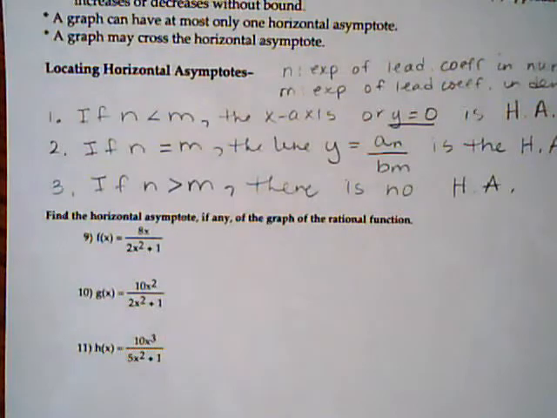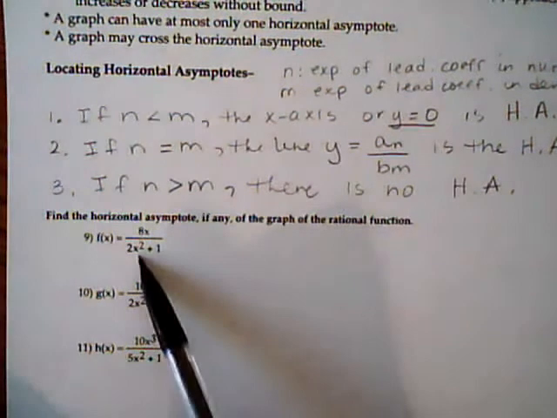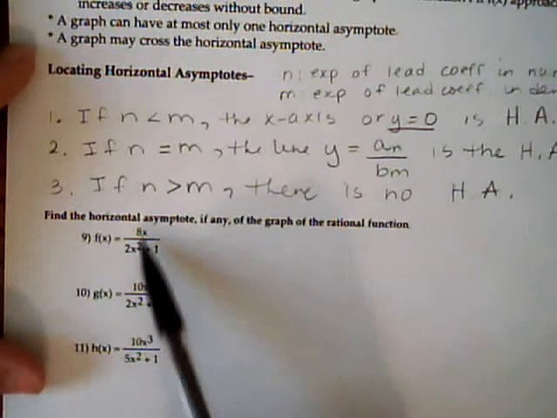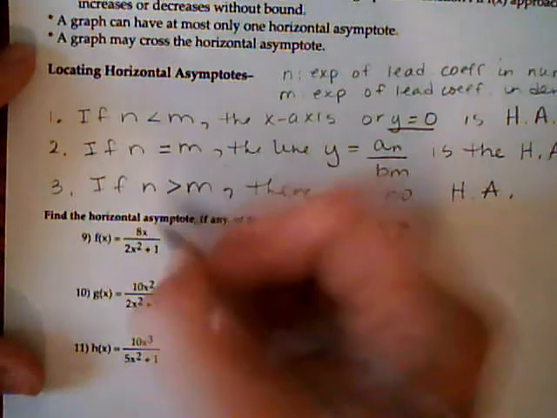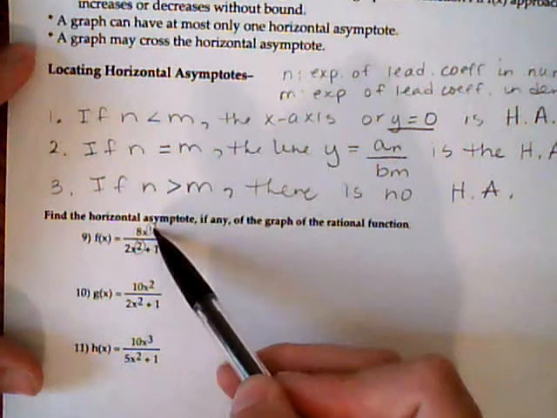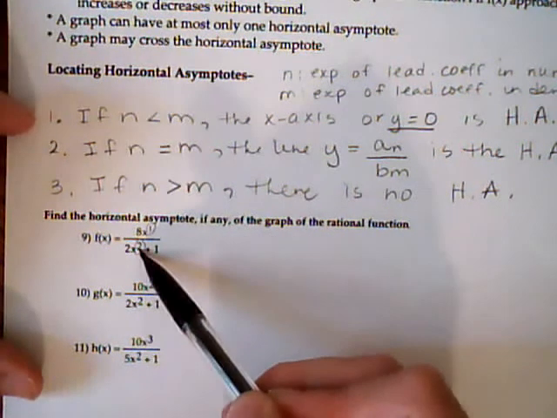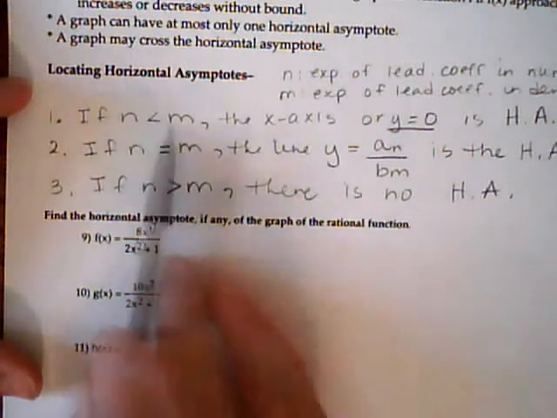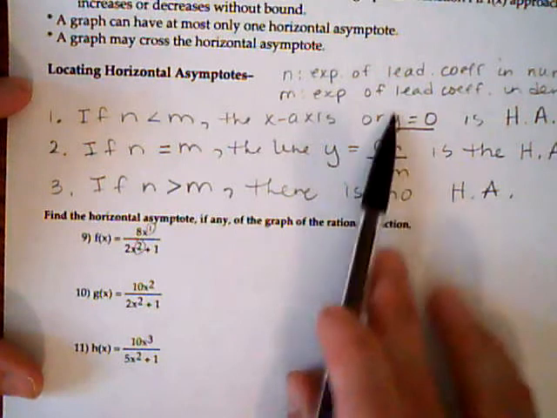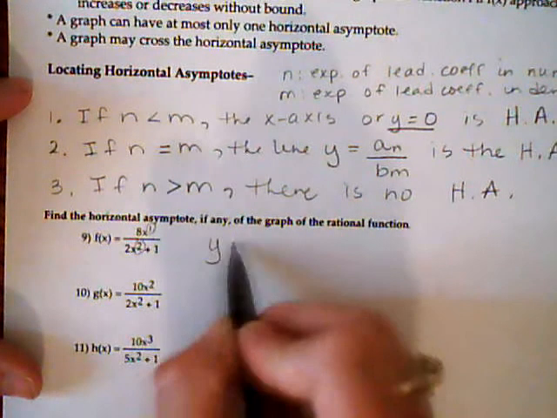Okay, these next examples are finding the horizontal asymptotes of the function. So for number 9, we have 8x over 2x squared plus 1. That's our rational function. So we look at the degrees, or our exponents, 1 and 2. So we said if the numerator is less than the denominator, which is choice 1, then the horizontal asymptote is going to be the x-axis or just the line y equals 0.